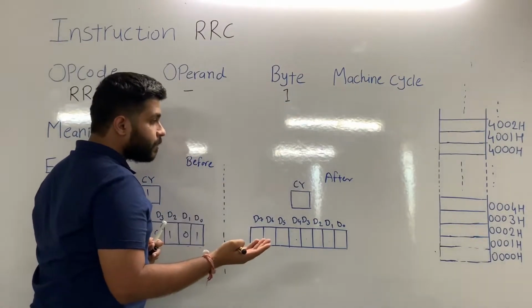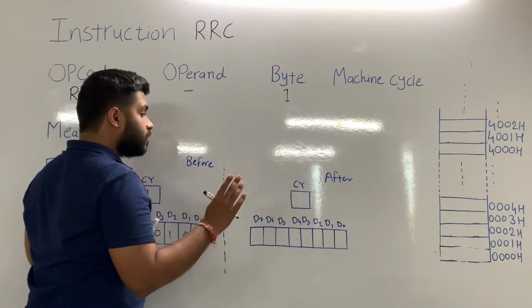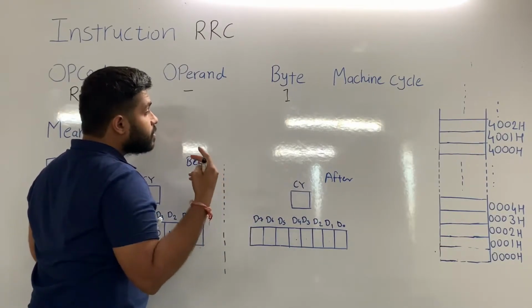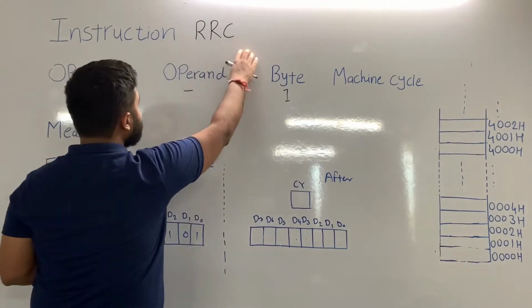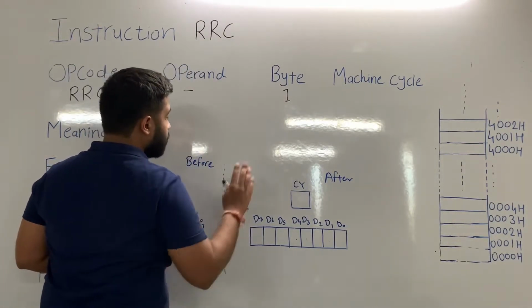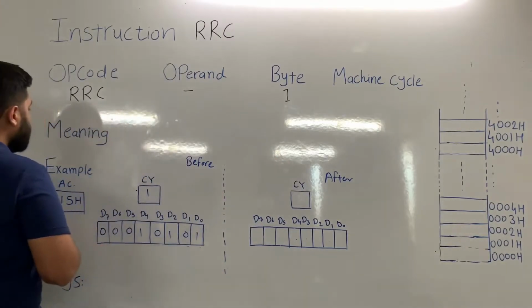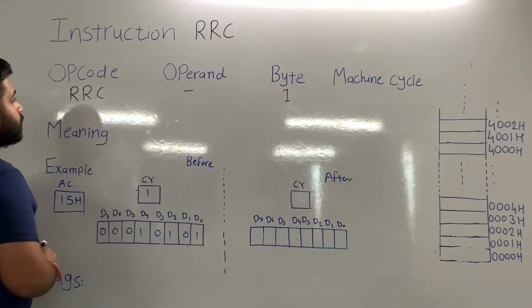When 8-bit data is present, that instruction will be considered as 2 byte. And if 16-bit data is present, it will be considered as 3 byte. Right now, no data means 1 byte. Machine cycle, you are going to see. Before that, let's see the meaning of the instruction.